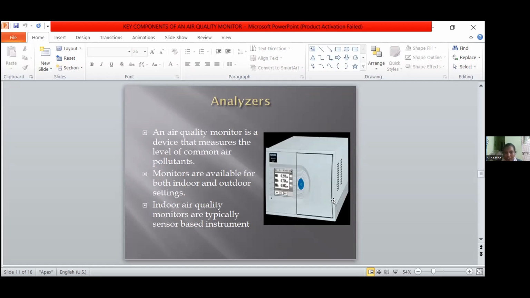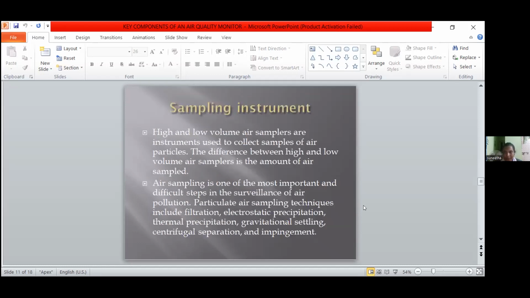For indoor purposes, we can use sensor-based instruments, which are very suitable for indoor use, and sampling instruments. High and low volume air samplers are instruments used to collect samples of air particles. The difference between them is the amount of air sampled. There are two methods of sampling, high and low volume. As the name indicates, if you want to sample a high volume of air, we can choose a high volume air sampler, and otherwise a low volume air sampler.